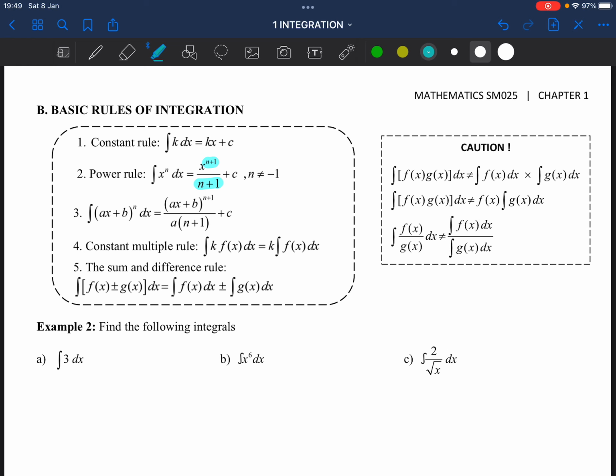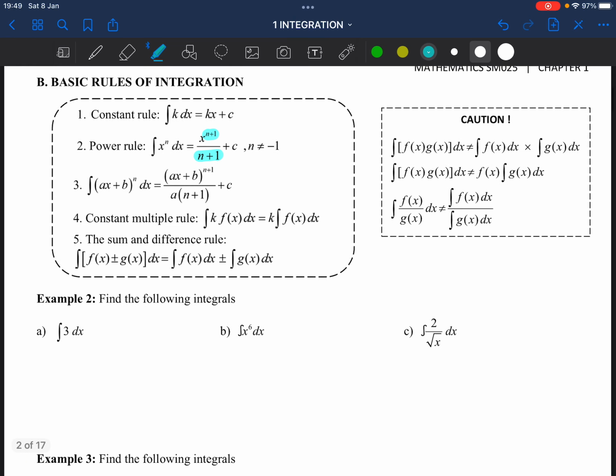Let's see this example here. Integrate 3. Integrate 3, which means 3 is actually 3x power 0. So power plus 1, that will get you 3x power 1 over 1. So that will get you 3x. Whenever you integrate a constant, straight away the answer is 3x plus c. Yes, correct, plus c.